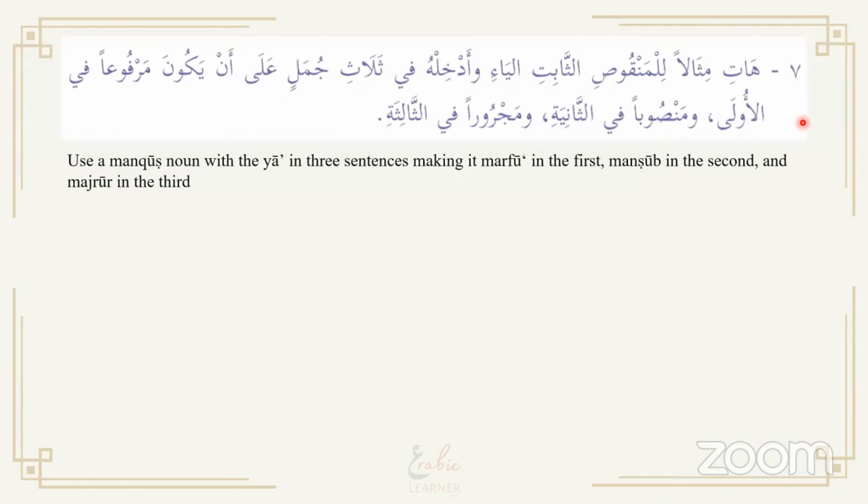So this is 7. Again, here the author is asking you hati mithalan lil manqus, exactly the same thing, but here it is manqus. Give some examples for Rafa, Nasab, and Jar again. Ja al qadi, the judge came. Now, qadi is in the Rafa state because it is fa'il. So how will you say that? The alamatul raf'i is al dammatul muqaddaratu.